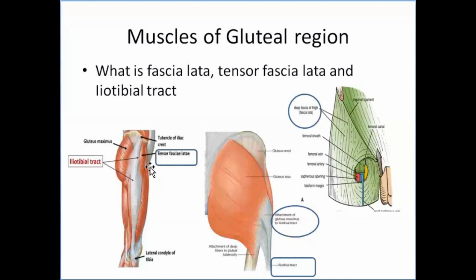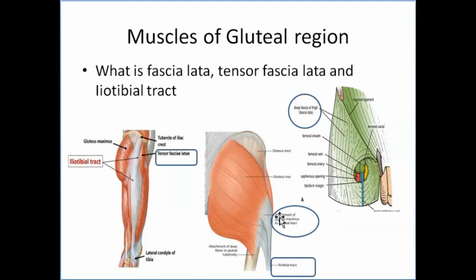Now this tensor fascia lata, if you can see, there is again a white line which is coming from the iliac crest to the tibia. This is called the iliotibial tract. This iliotibial tract is also a thickened fascia which will receive insertion of gluteus maximus. You can see the gluteus maximus and you can see the insertion of tensor fascia lata.